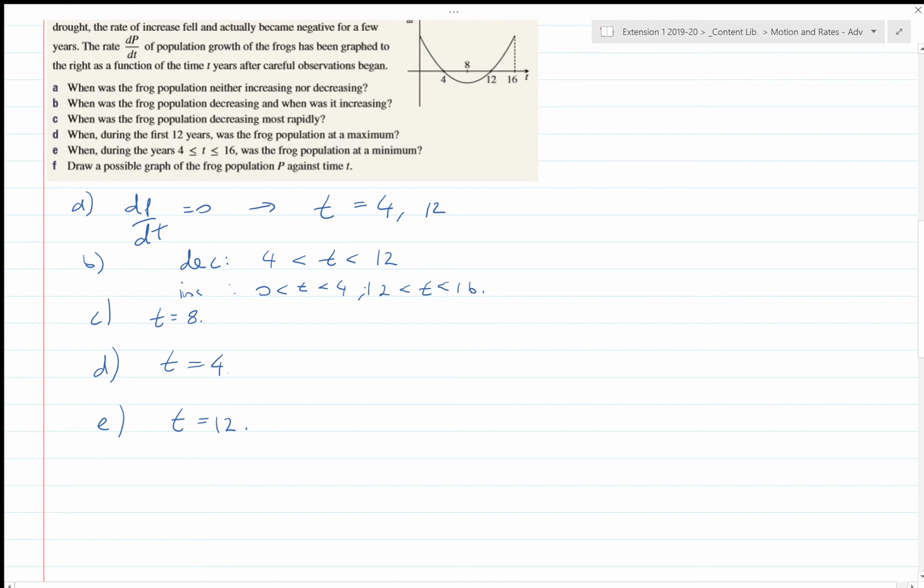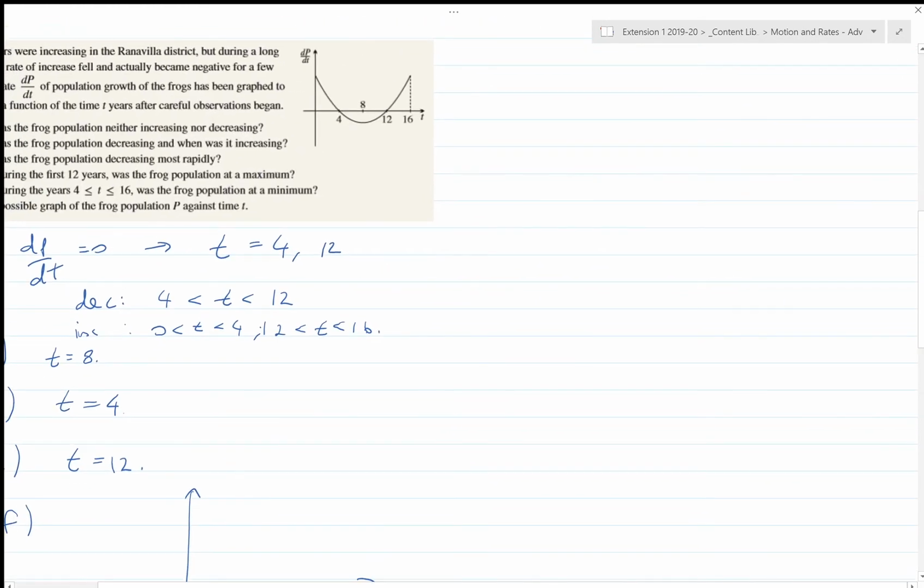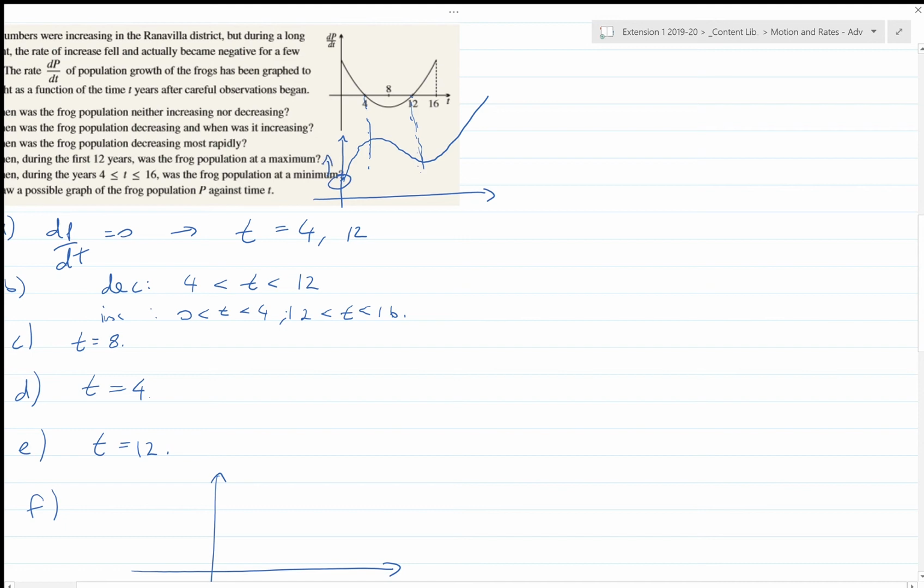Draw a possible graph. Here's a possible graph. Actually, I'm just going to squeeze it in over here underneath. So there's an initial population, goes up, starts going down, goes back up again. Goes up, back down, up again. Take 27, up, down, up. Okay, so the stationary points should line up there and there. And because you don't know basically where this is, you can't say much else.